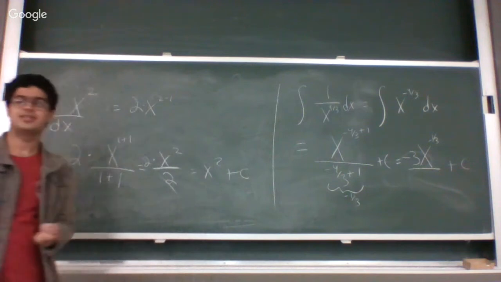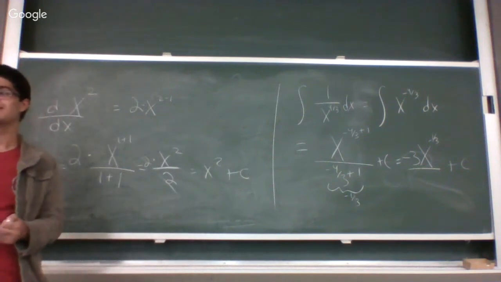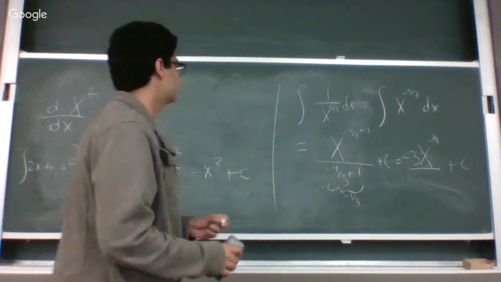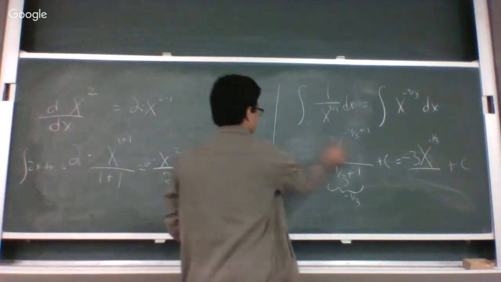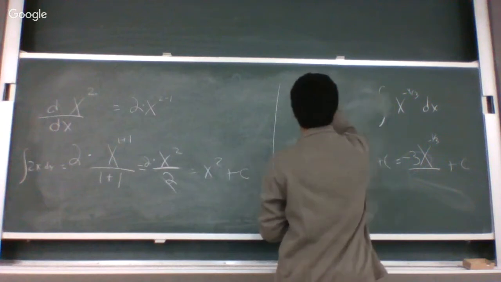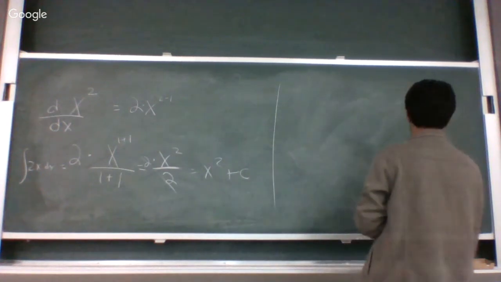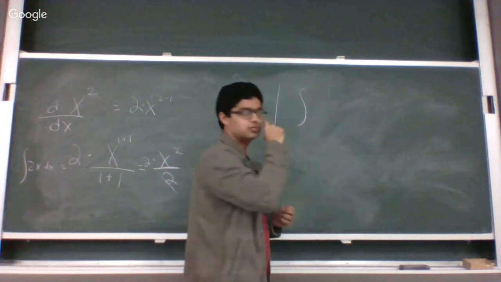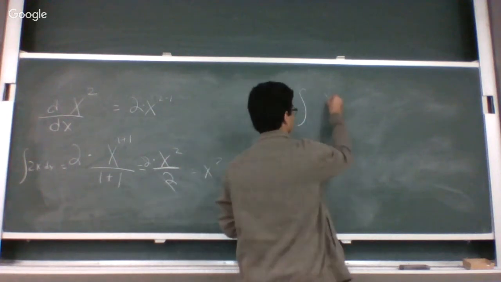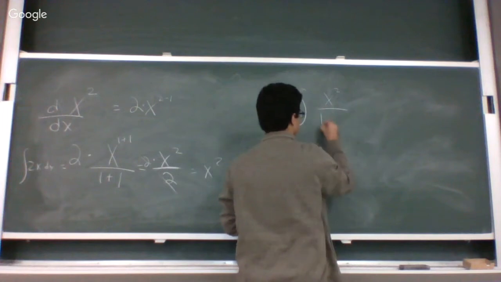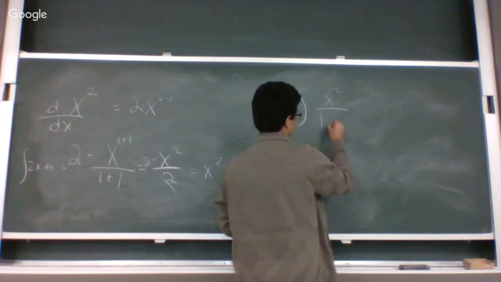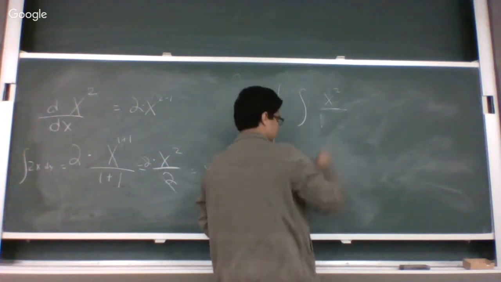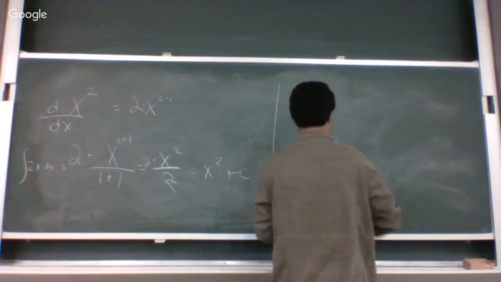Am I making sense? Okay. So let me make up a few more problems. What do you do with something like x squared plus 1 over x? What do you do? X squared plus 1 over x. That's pretty simple. It is? Yeah.